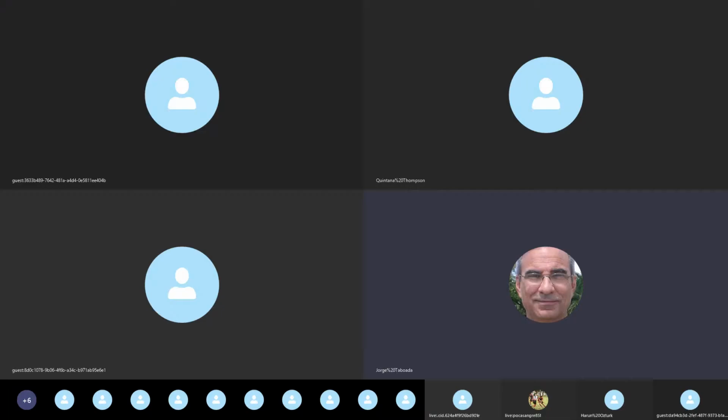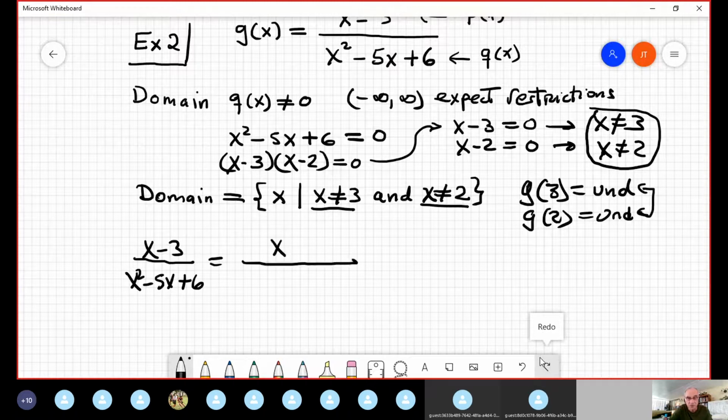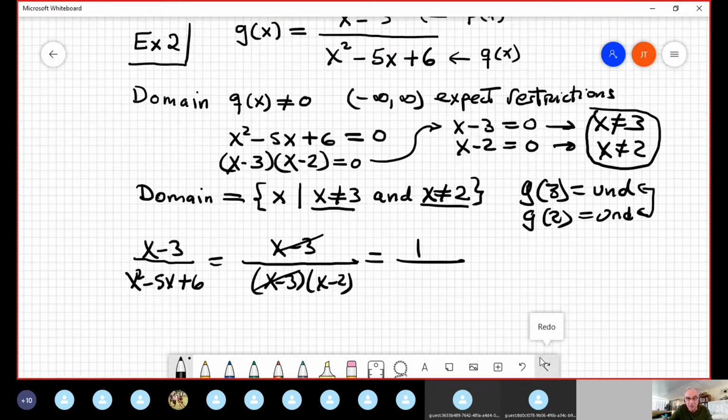x minus 3 over x squared minus 5x plus 6. And you copy in factored form the factorization: x minus 3, x minus 2. I did that part here. You can see that the factor x minus 3 is cancelled. And the answer is 1 over x minus 2.